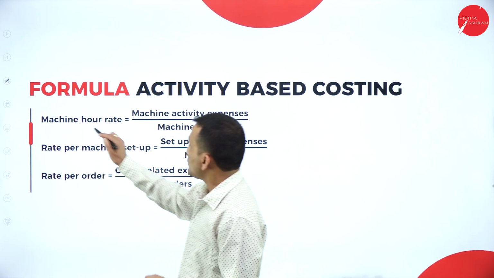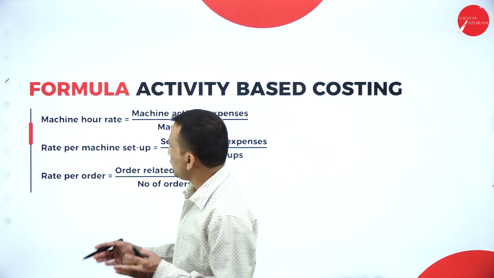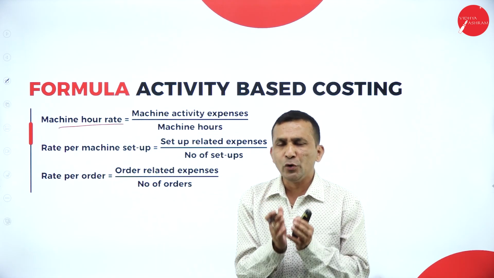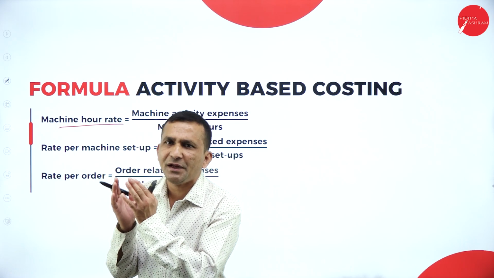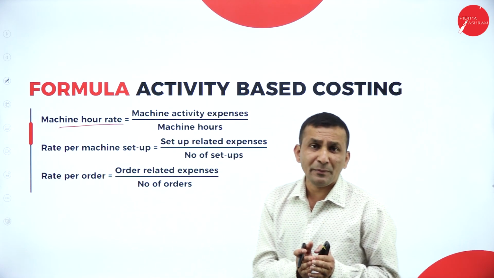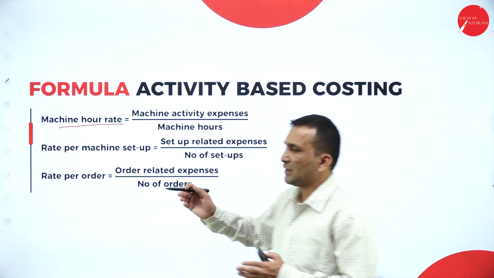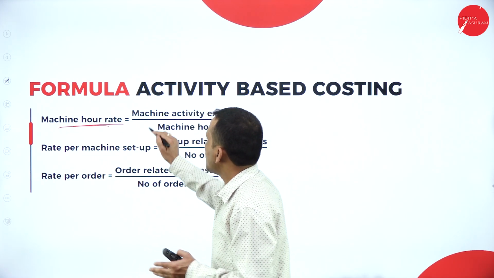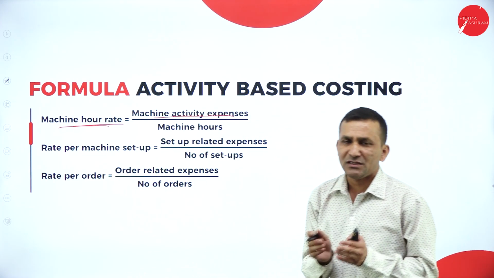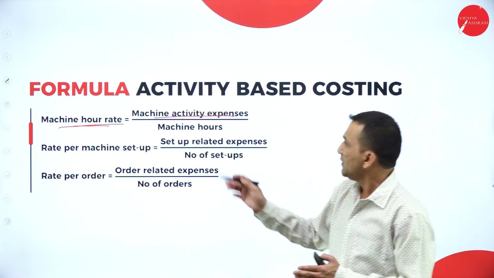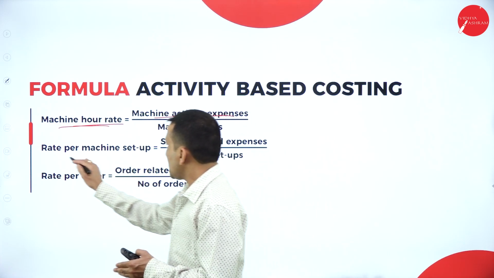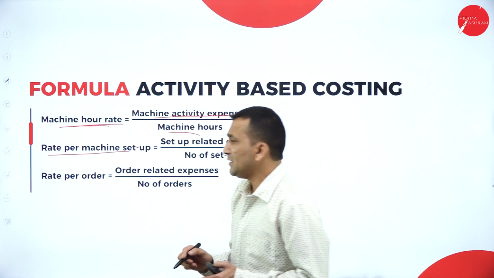So the very simple formula is to calculate the machine hour rate, because in producing a product, each and every activity's contribution is equally important. So the machine is one kind of input here. Machine hour rate is the machine activity expense, or machine related expense, divided by the total machine hours. Okay, so next one, the rate for machine setup.